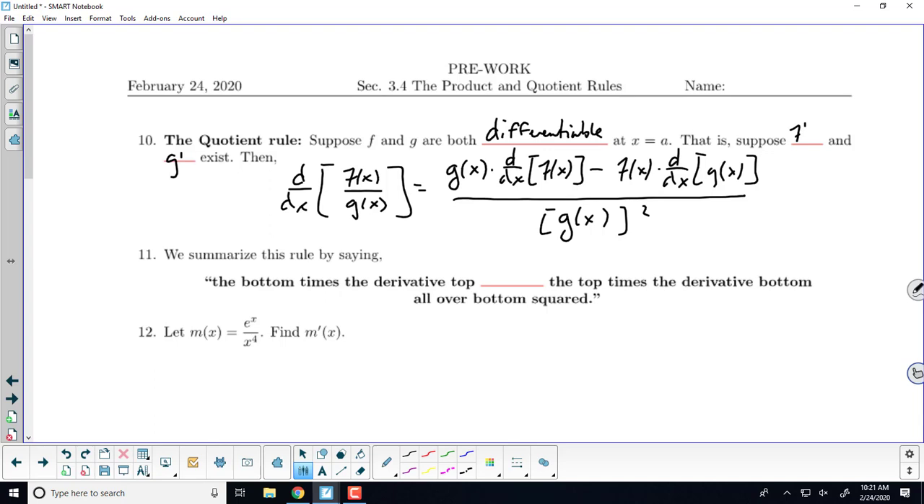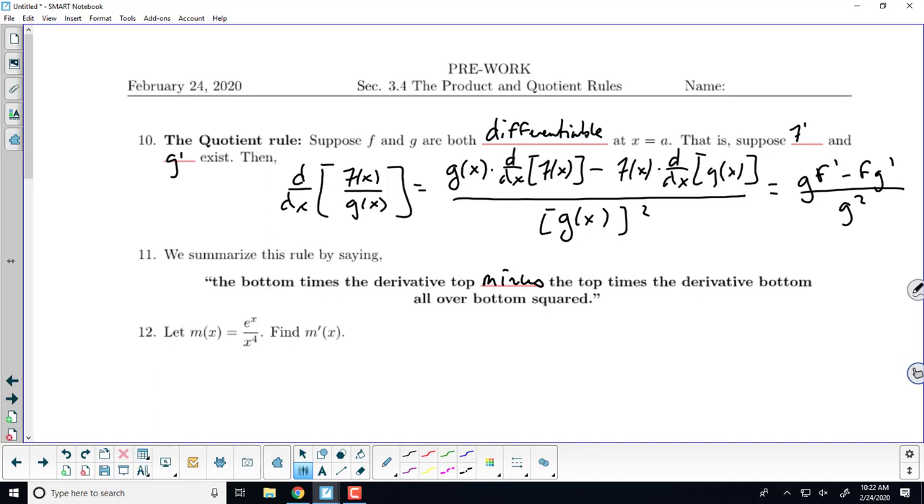For right now, we've got a large, complicated formula. Oftentimes we'll abbreviate this using the prime notation. We'll write g f prime minus f g prime all over g squared. That just makes it a little bit easier on the eyes. So here's a little ditty to remember this by. The bottom times the derivative of the top minus the top times the derivative of the bottom all over the bottom squared.